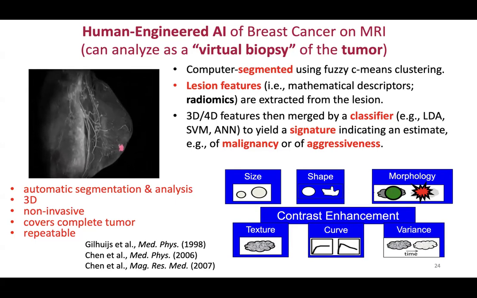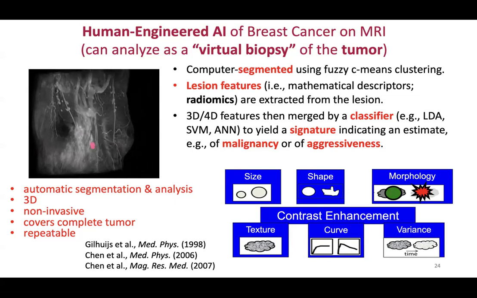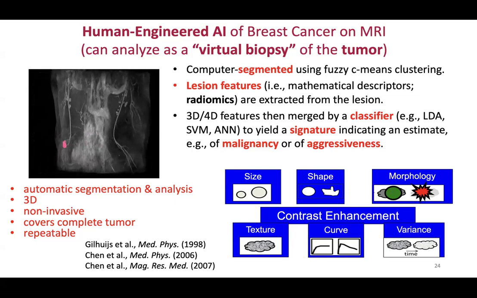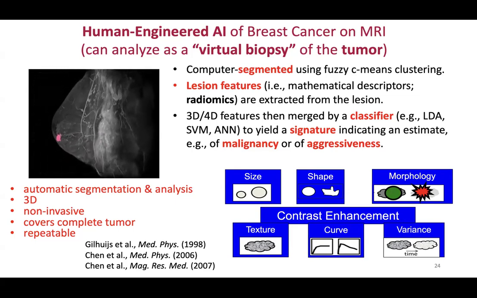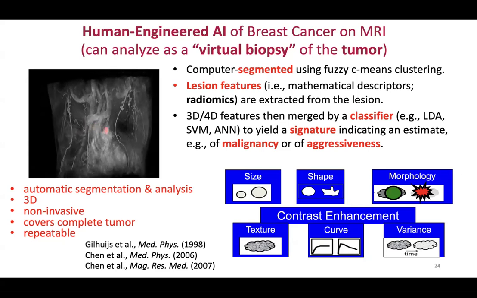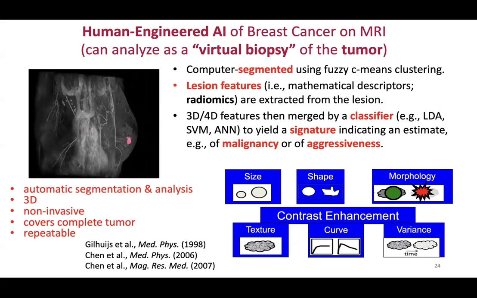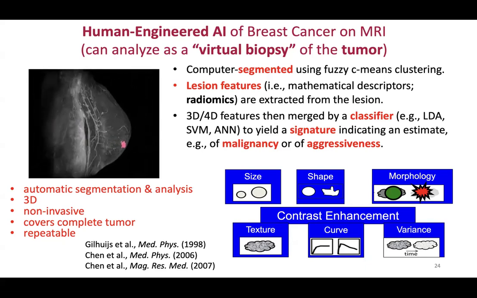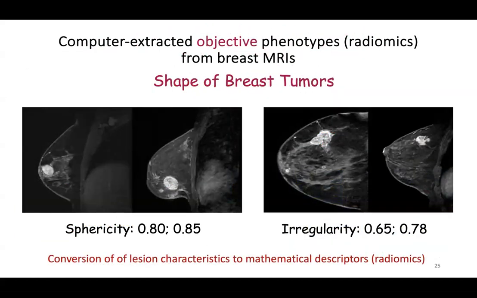These 3D, sometimes 4D features could then be merged by a classifier to yield a signature giving a likelihood of malignancy or a likelihood of how aggressive the tumor is, depending on your training. So this was back in the late 90s, early 2000s. Here's an example. This is a simple example where the shape of the breast tumor is important to the clinician working up the case. And what we can do is convert these lesion characteristics to mathematical descriptors called radiomics.